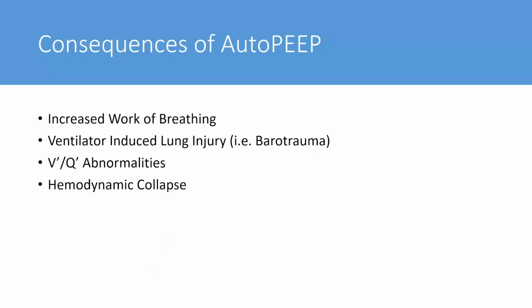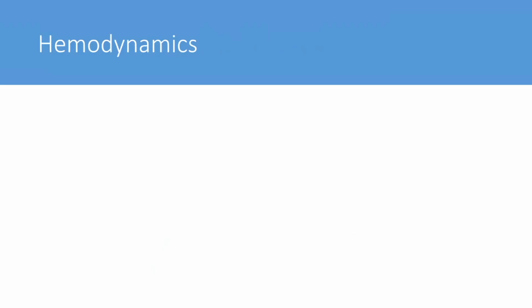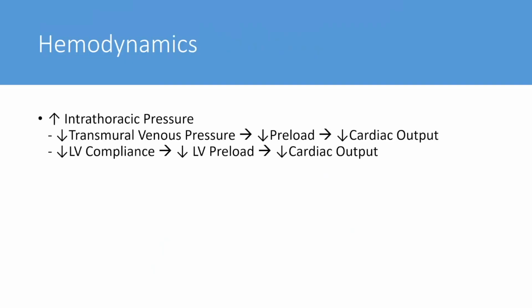Hemodynamic collapse. So this is a big one because AutoPEEP, as mentioned in the title, can kill your patients. It can literally cause cardiovascular collapse, and it can do so pretty quickly. Why does this happen? Think about the rise in intrathoracic pressure. Now, the transmural pressure of the central veins, the pressure that keeps the central veins open so that they can return blood flow to the heart, would be the pressure inside the veins minus the pressure that surrounds the veins.